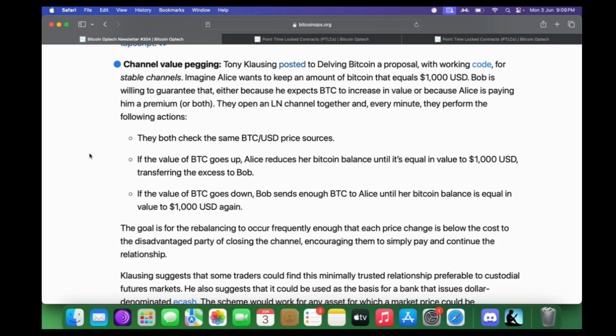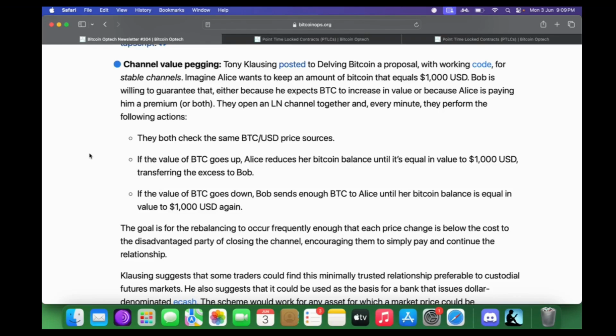So what Bob and Alice do is they set up a stable channel, where both of them peg their Bitcoins at the current USD price. Let's say right now the price of one Bitcoin is $70,000 US. Alice pledges one Bitcoin pegged at $70,000 US. Bob pledges one Bitcoin pegged at $70,000 US. Now let's say Bitcoin's price goes down from $70,000 US to $65,000 US.